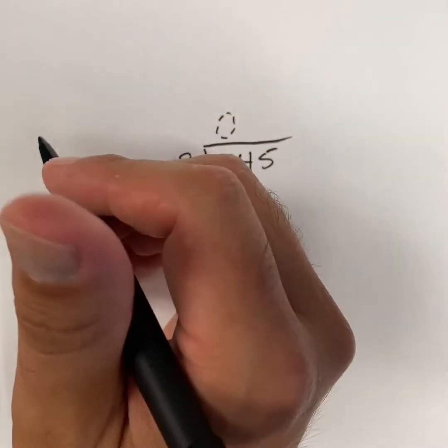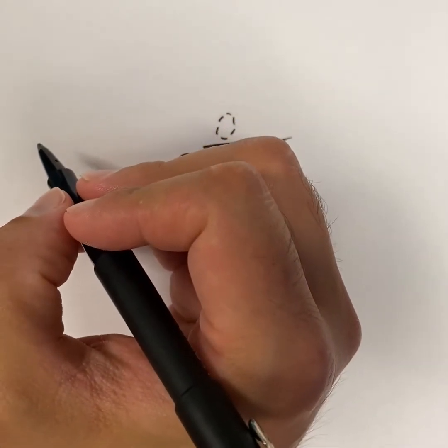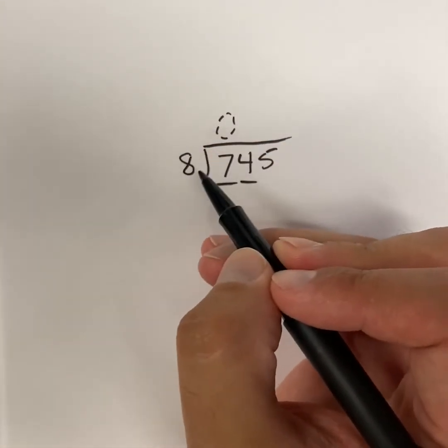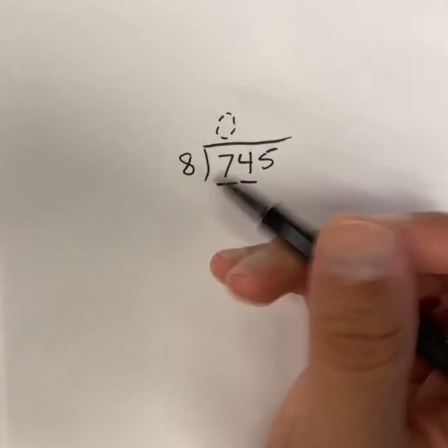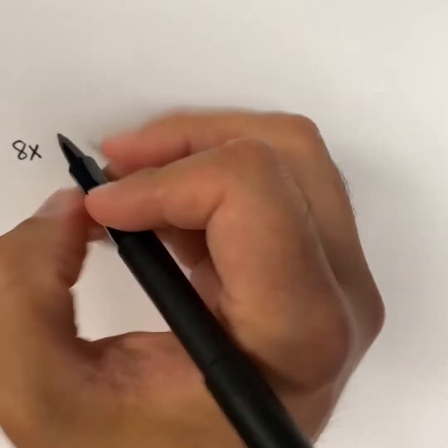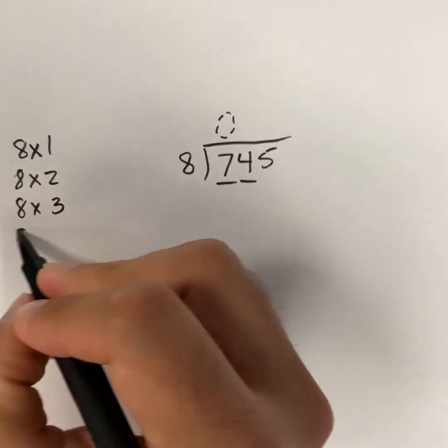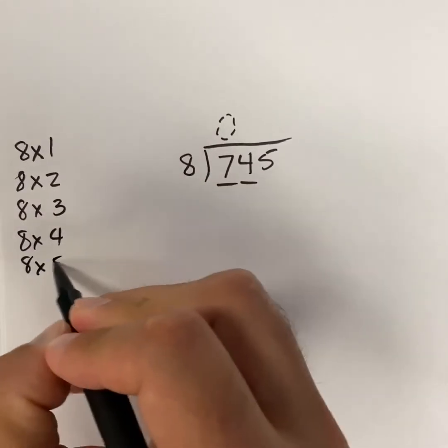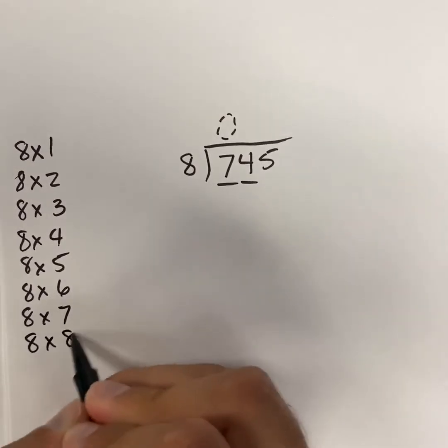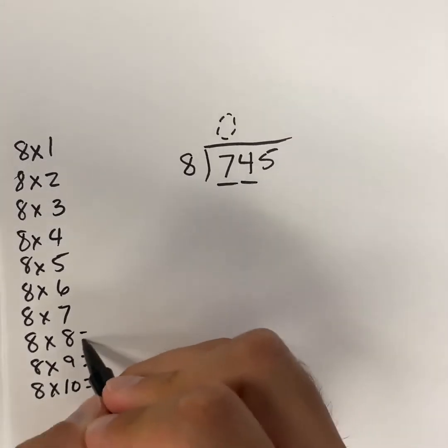Otherwise, one tip that we could do is list the multiples of 8. And this is a good tip, maybe if you're just starting out with long division, to take a look at this number out here in front, which is your divisor, and list out the multiples of that. So we have 8 times 1, 8 times 2, 8 times 3, and so on. Times 4, times 5, times 6. And we don't need to go over 10.